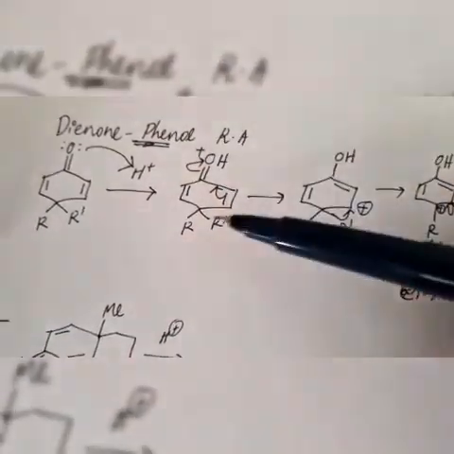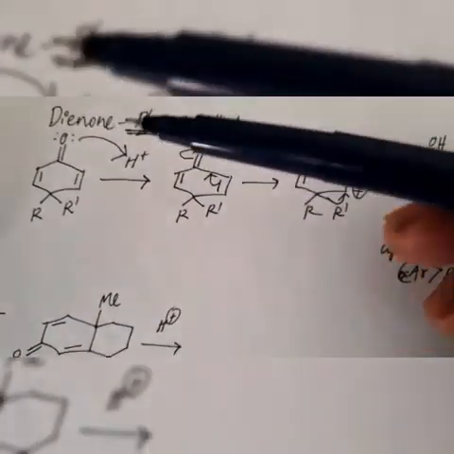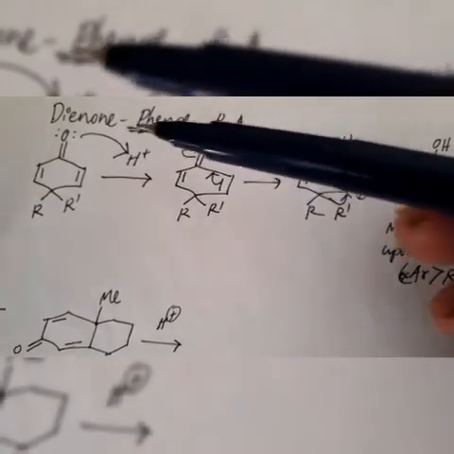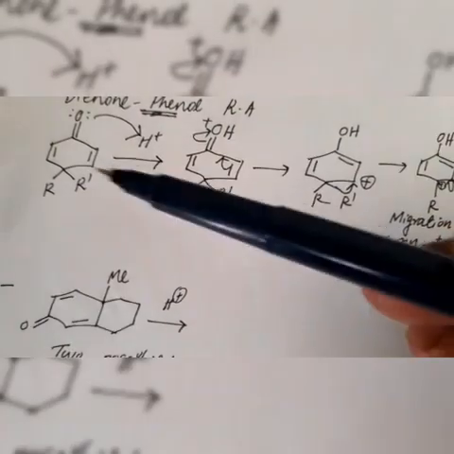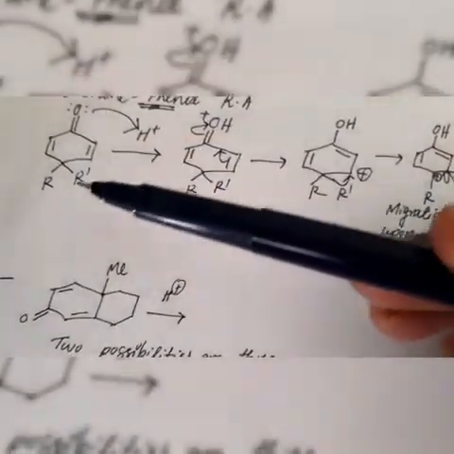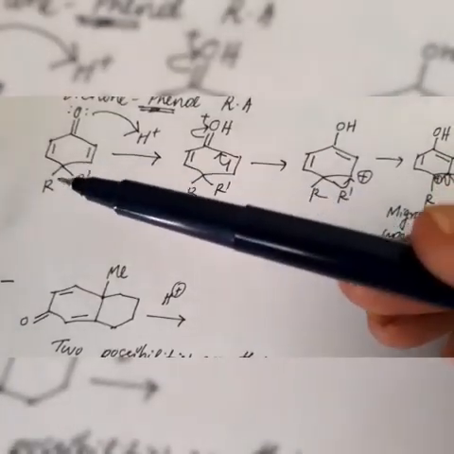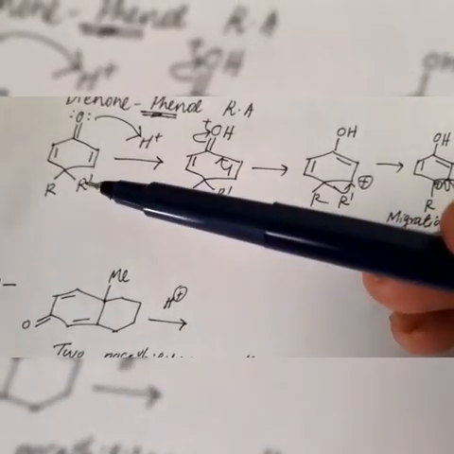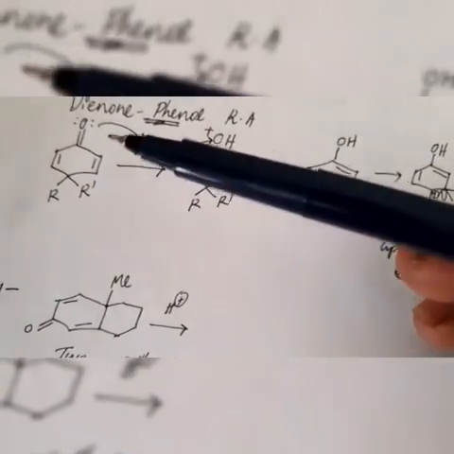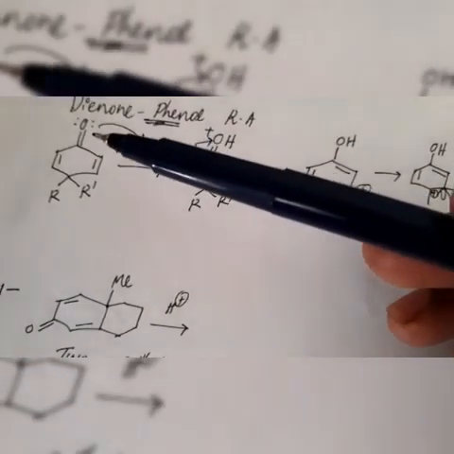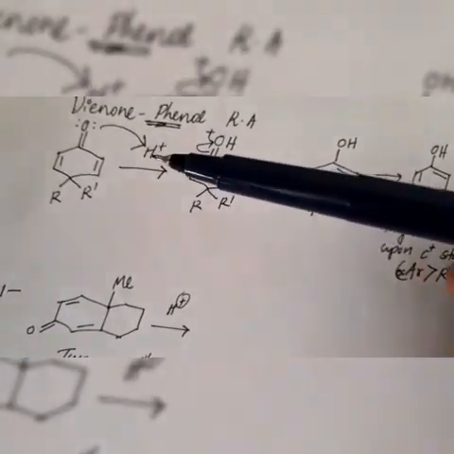Hello students, today we are discussing an important rearrangement, the dienone-phenol rearrangement. Here the starting material for this reaction is this kind of dienone, with the fourth position carrying some substitution. The first step is protonation of this keto functional group.